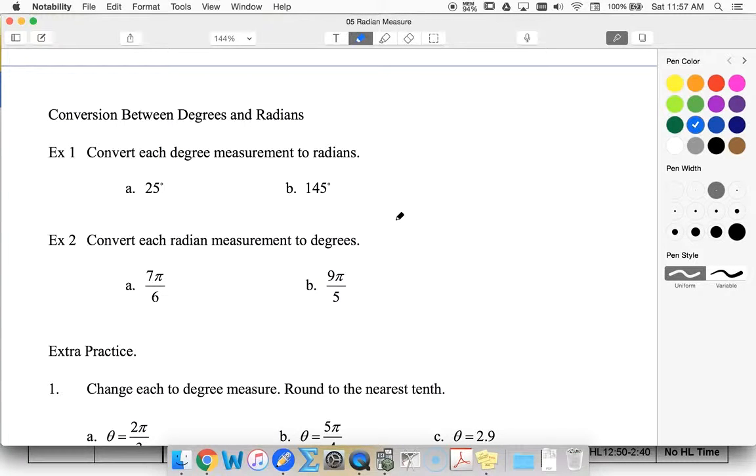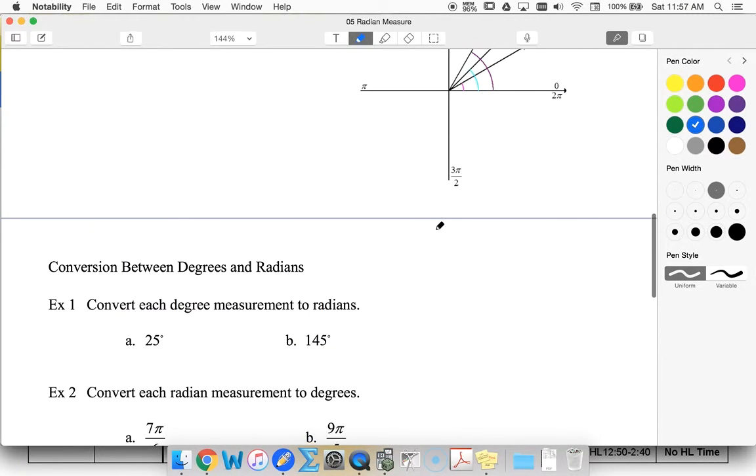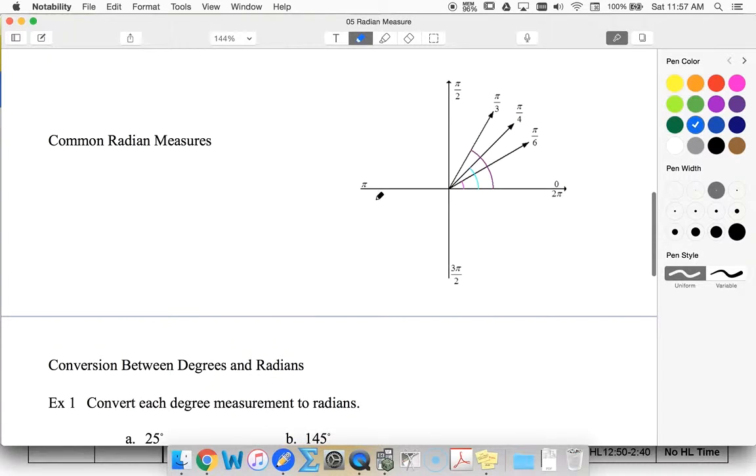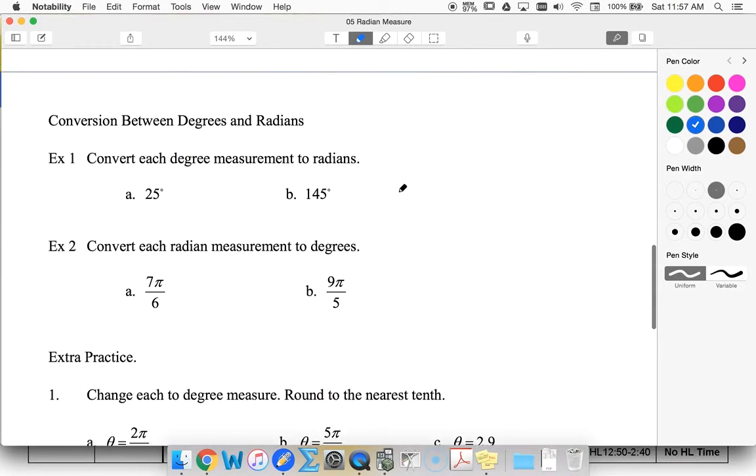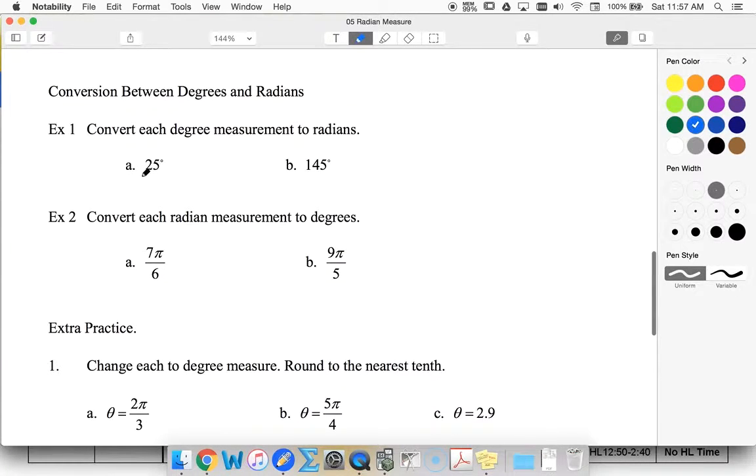If I'm going to convert between degrees and radians, the thing that I'm going to remember is that pi radians is equivalent to 180 degrees. So this is what I'm always remembering. If I want to convert from degrees to radians, I'm going to multiply by pi radians over 180 degrees. So degrees over degrees cancels that unit. If I simplify my fraction, I end up with 5 pi over 36.